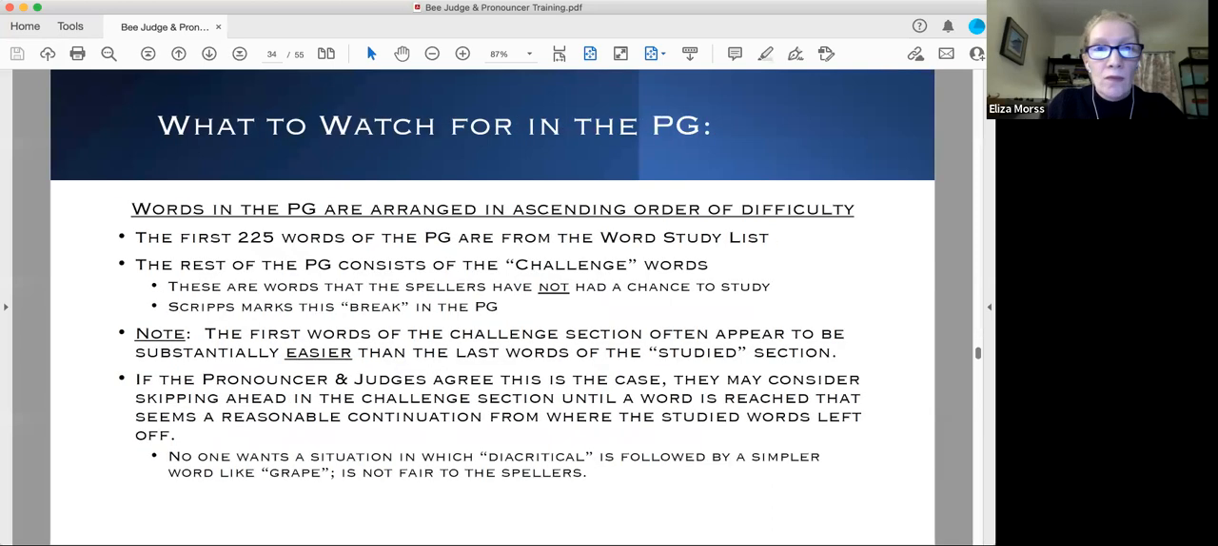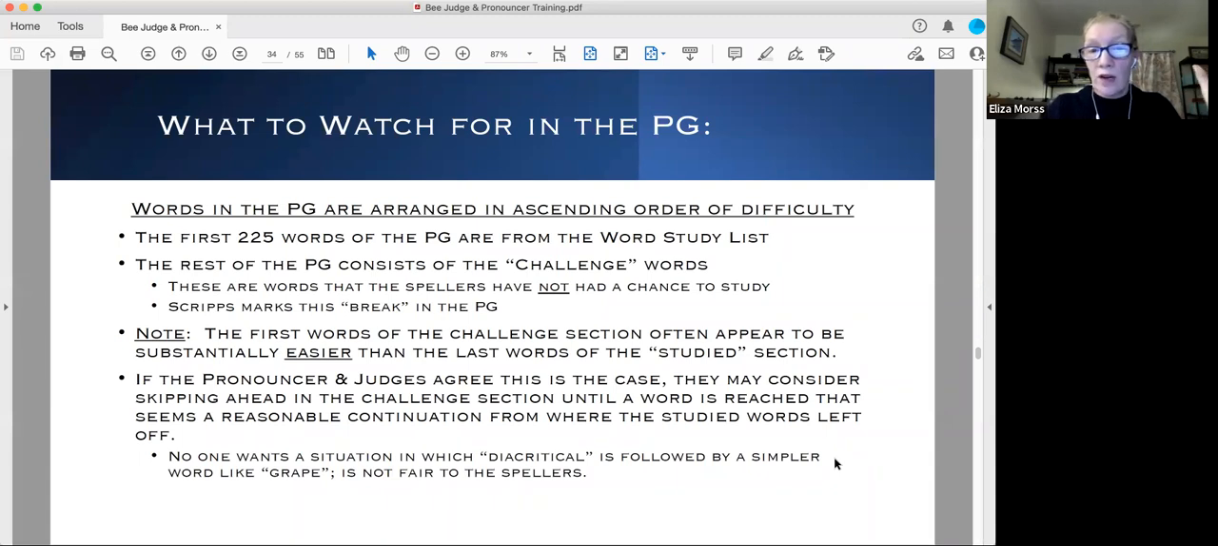So what to watch for in the pronouncer guide? Okay, the words in the pronouncer guide are arranged in ascending order of difficulty. The first 225 are from the word study list that the kids got. So if the children have studied their word study list, they will recognize the first 225 words. Now, if you manage to have the kids spell successfully through word number 225, word 226 starts the challenge section. These are words that the spellers have not had a chance to study.